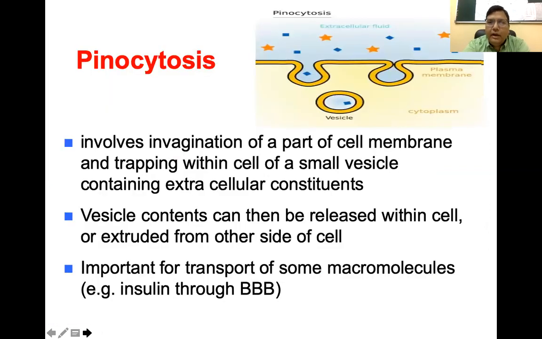Then one more method of transportation is pinocytosis or cell drinking. It involves the invagination of a part of the cell membrane and trapping within cells of a small vesicle containing extracellular constituents. So vesicle contents are then released within the cells or extruded from the other side. They come inside the cell and then are extruded out from the other side of the cell. So this is important for the transport of some macromolecules such as insulin through the blood-brain barrier.